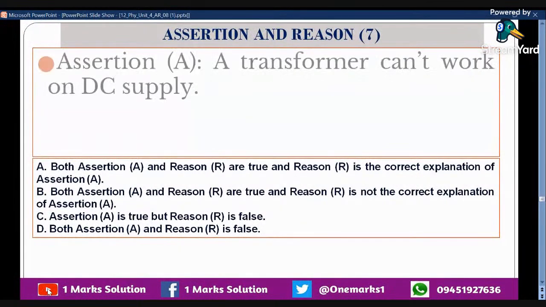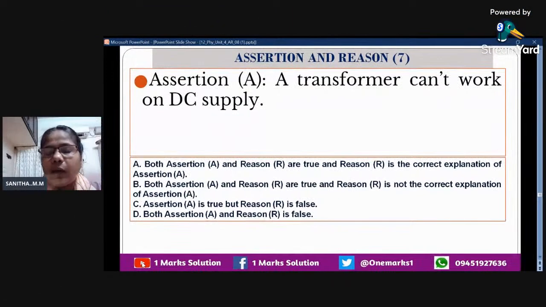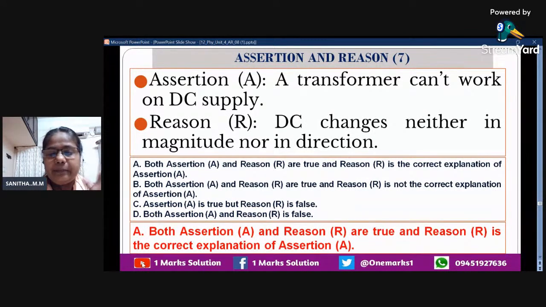Now we can go for the seventh one. A transformer can't work on DC supply. No doubt at all. Why? Because what is the principle of a transformer? Mutual induction. That is the principle of a transformer. Mutual induction takes place only when there is a change in magnetic flux. If DC is connected, can we say that there will be a change in current? A change in magnetic field? No. So the assertion, can't work on DC supply, is correct. Now we can go for the reason.